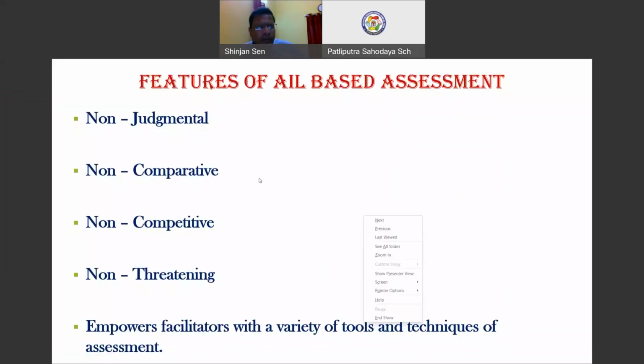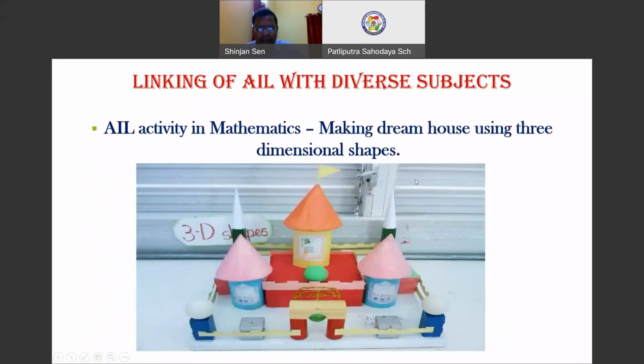While we are doing the assessment, please make it a point that we are non-judgmental, non-comparative, non-competitive, non-threatening also. Okay. Children should not get threatened that our teacher will do it in this way, that way. That should not be done.